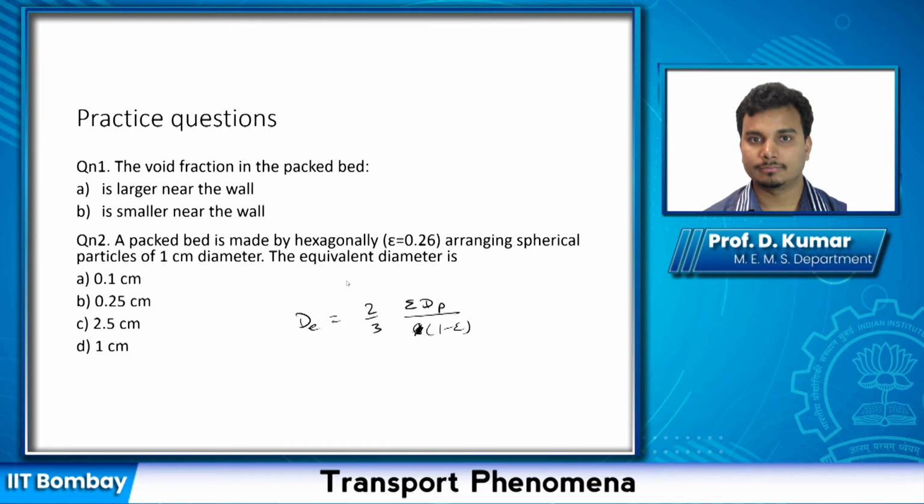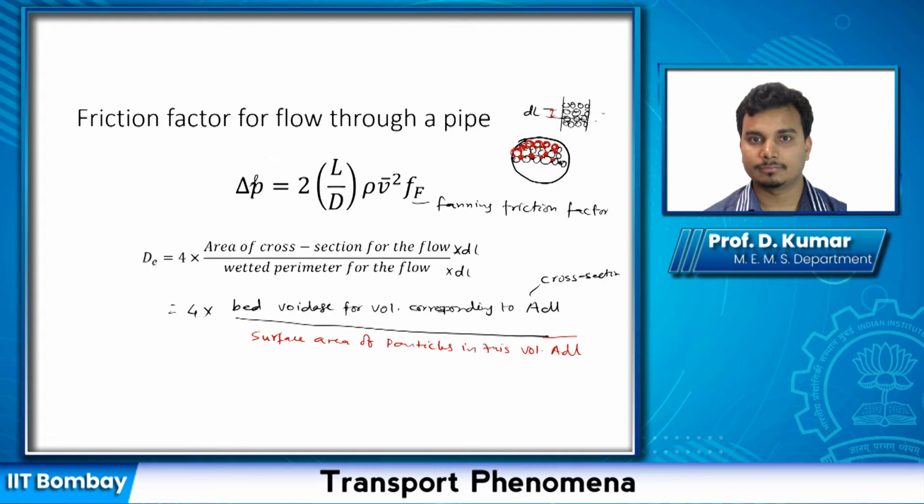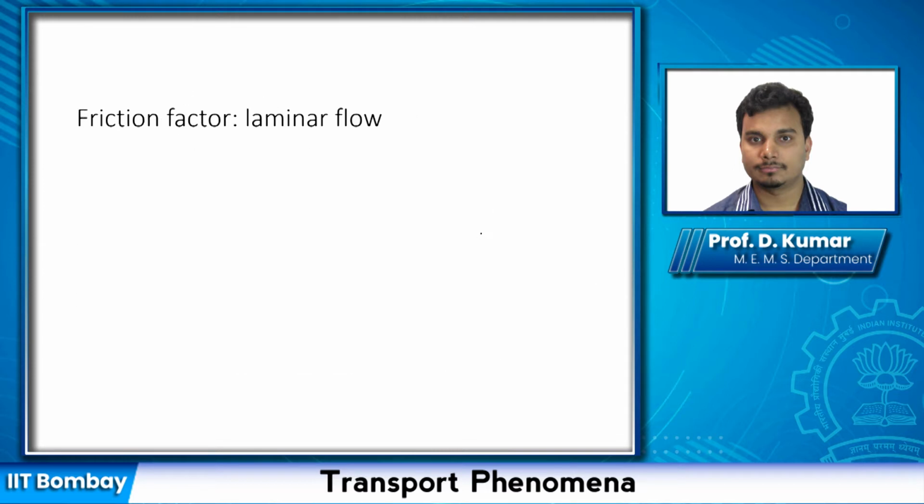So yeah, after this question, let us move on. We continue with our description of flow through beds. So far, in this equation, we have evaluated this term D. Now we want to look at other terms. The term here is f_f. If it is a laminar flow through a pipe, we know that f_f is 16 by Re.